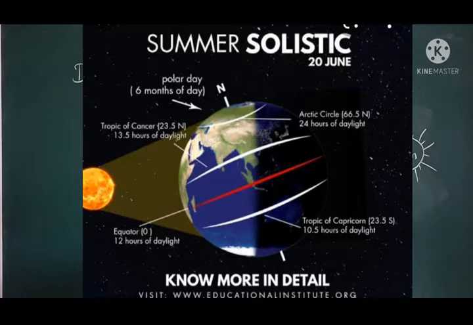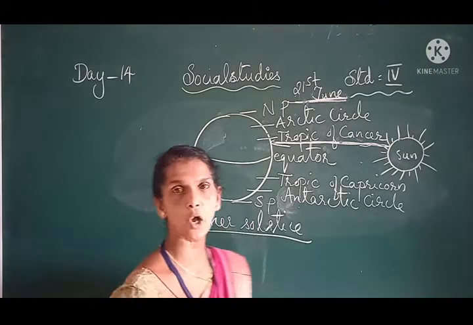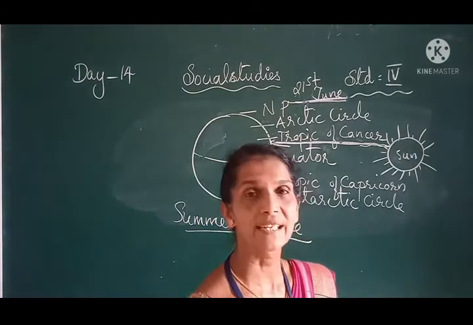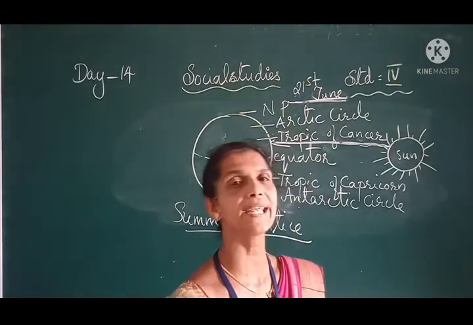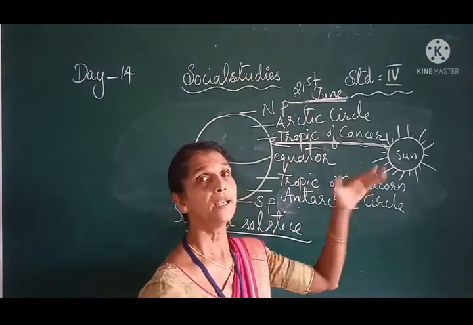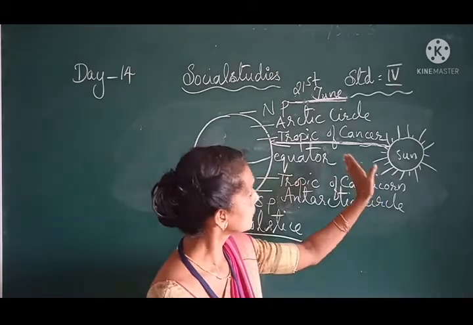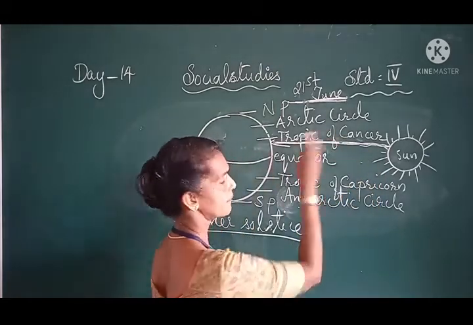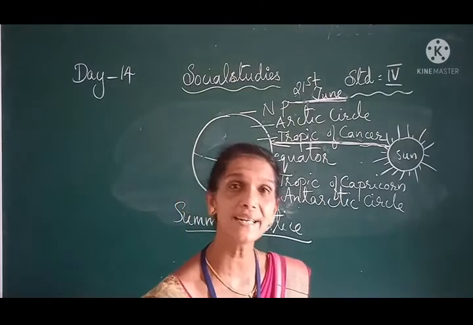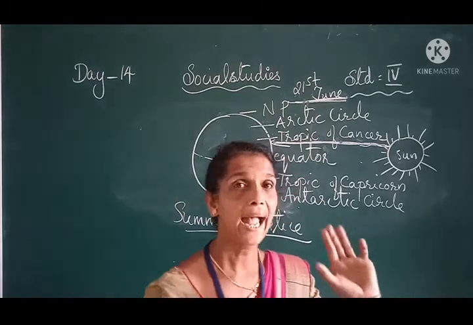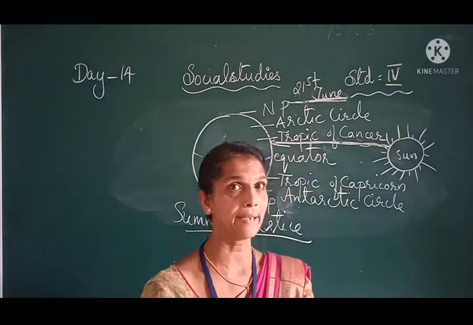So that time we say summer solstice. Understood? We call it summer solstice. And when the sun's rays fall directly on the Tropic of Cancer region, we call that summer solstice. What is it? 21st June. And one more speciality for that day.